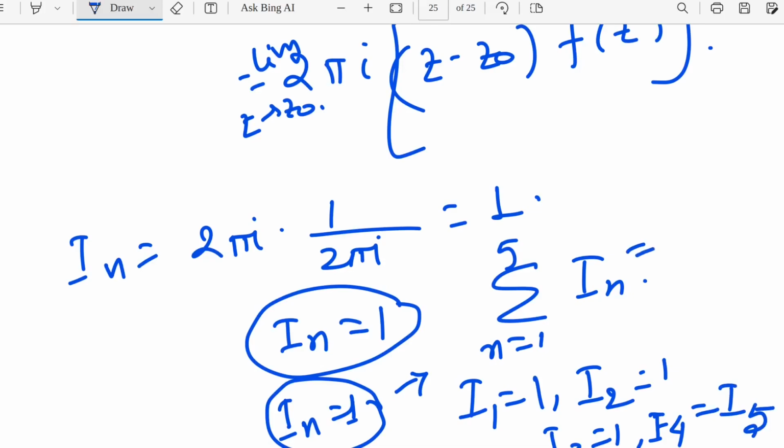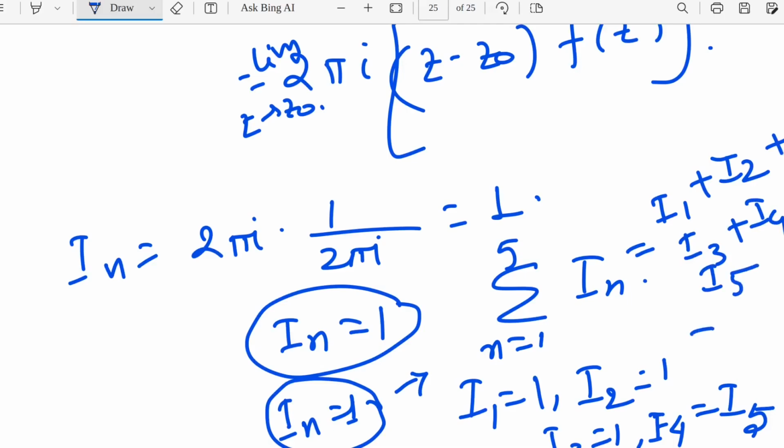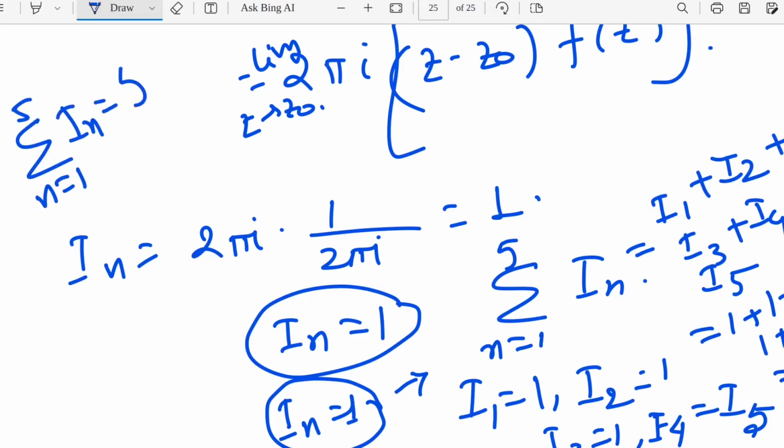Now coming to this expression, whatever they are asking, the summation over n going from 1 to 5 of In. Then what will be the value? I1 plus I2 plus I3 plus I4 plus I5. So the answer will be 1 plus 1 plus 1 plus 1 plus 1, which is nothing but 5. So from that question our answer is 5.